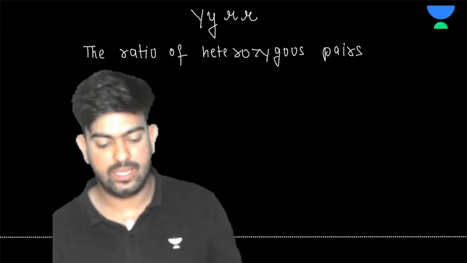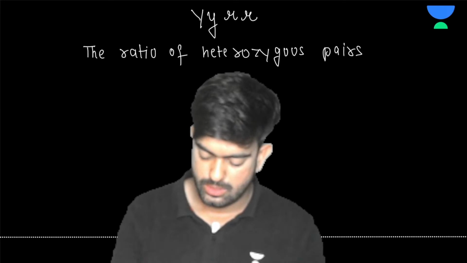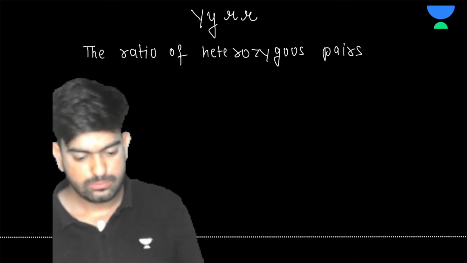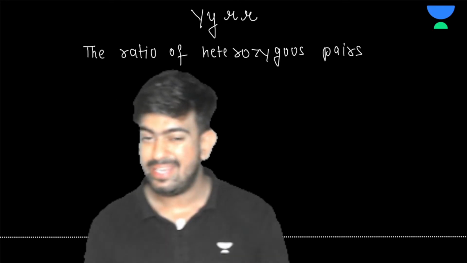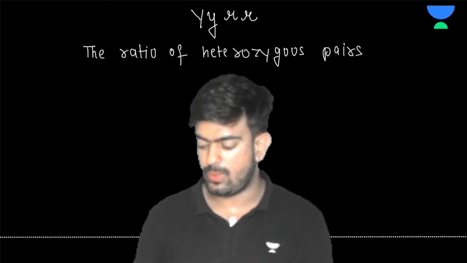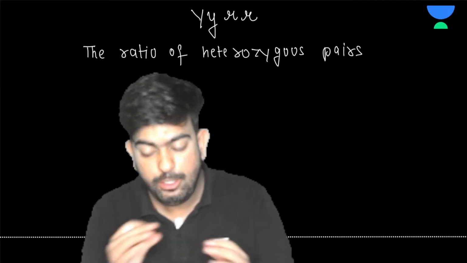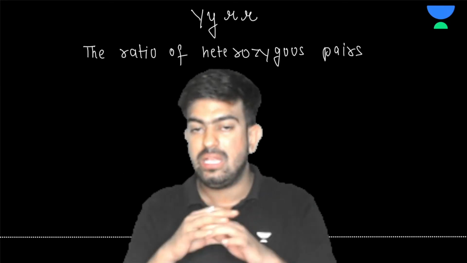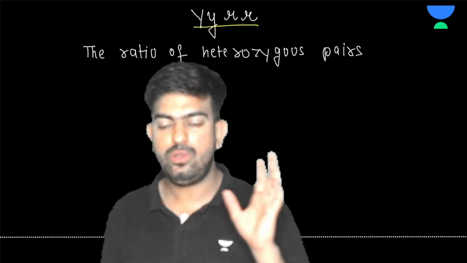I need you to calculate the ratio of heterozygous pairs here. Okay, sir. Great. How can we do it here? This type of question requires another approach. Okay, great. So see, in total, how many do you have? Let's treat them as a monohybrid cross only.